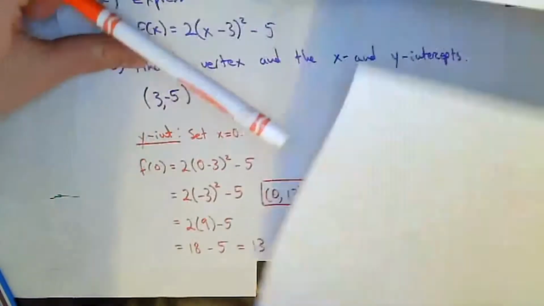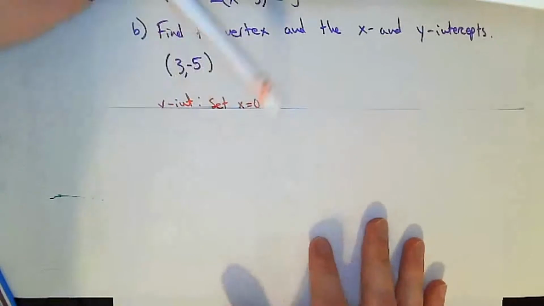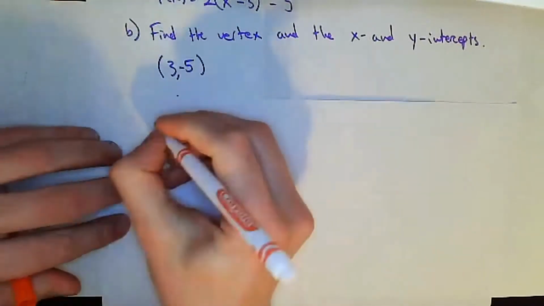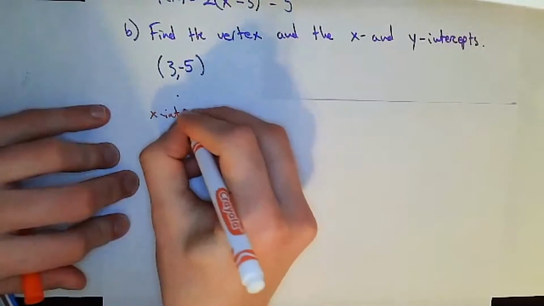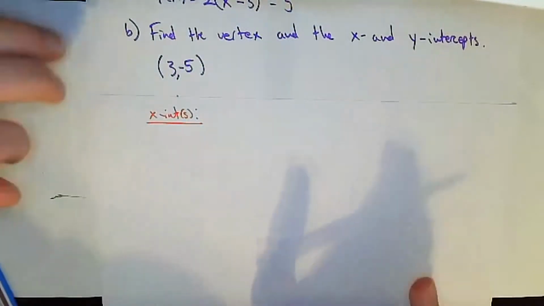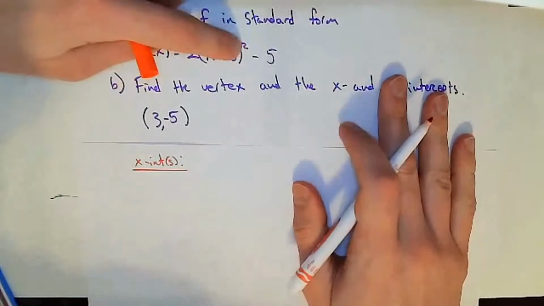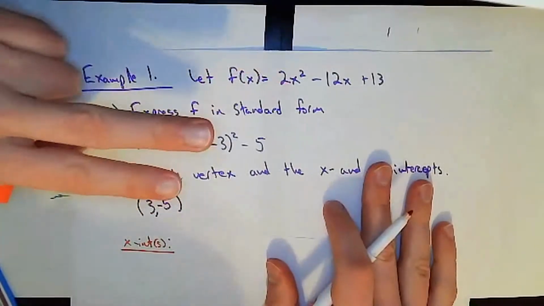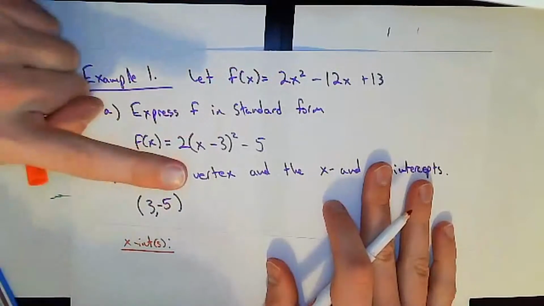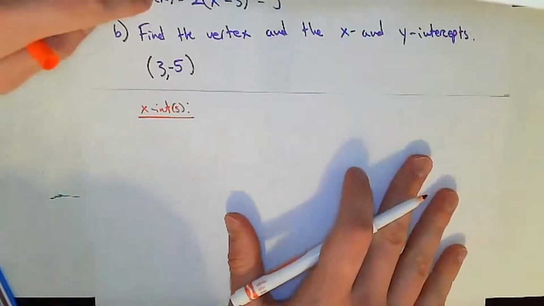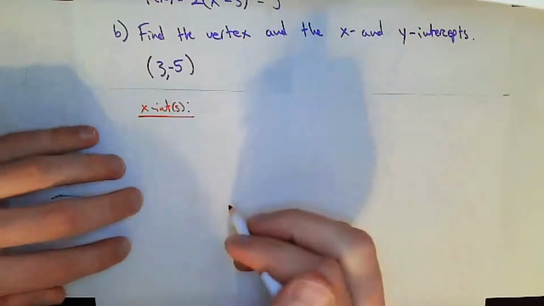Now, x-intercepts. That's going to be a whole new story here. And yes, I'm saying x-intercepts, possibly more than one. How many can this have at most? Well, since it's degree 2, at most it can have 2 x-intercepts. It could possibly have 1, or it could possibly have 0, but at most 2. So x-intercepts, let's look for that.